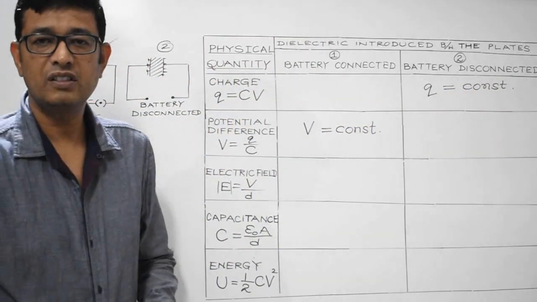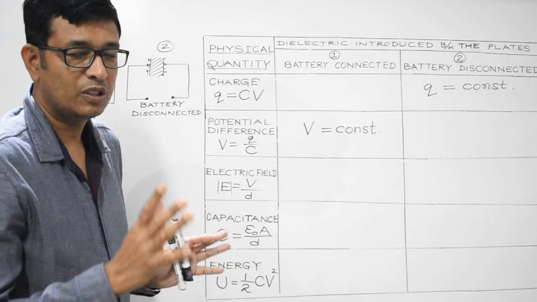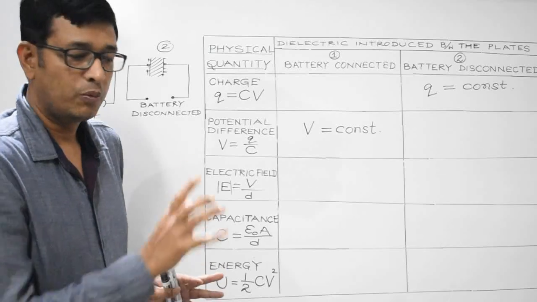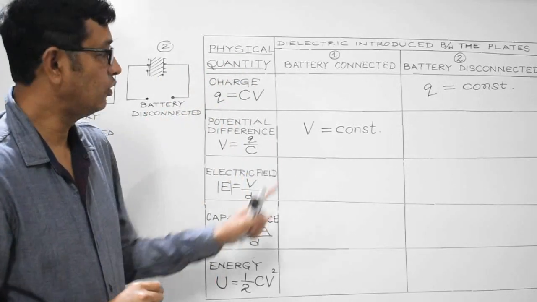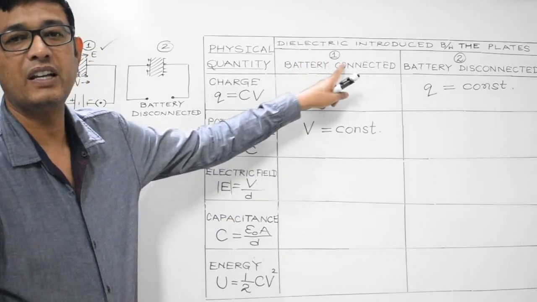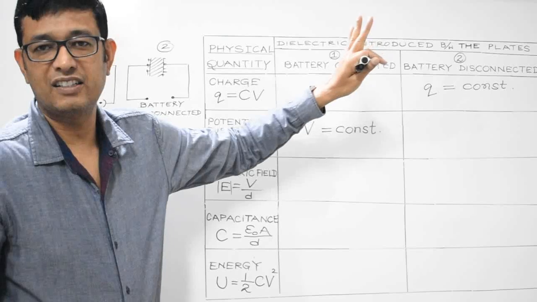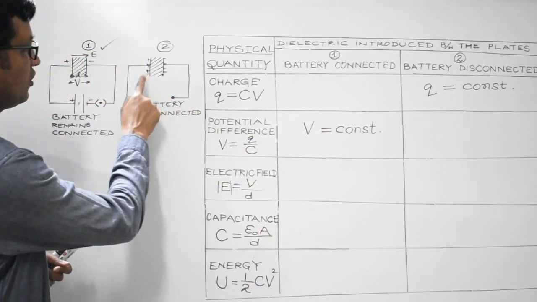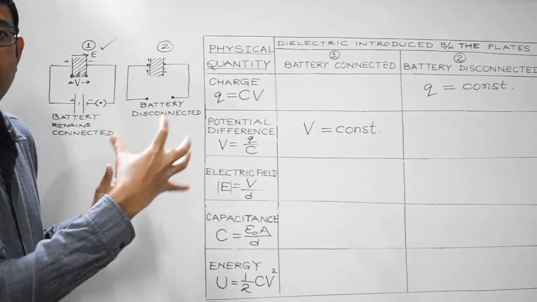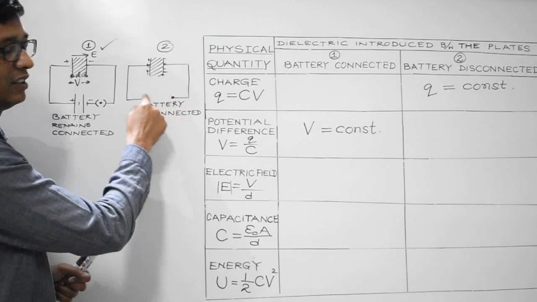Again, I repeat, students, as long as the battery remains connected across the plates of the capacitor, it will be able to maintain a constant potential difference across the plates. So V would be constant when the battery remains connected. And as soon as the battery is disconnected, the charge will be constant because the charge in this case will get locked up inside the capacitor. It can't go anywhere, isn't it?